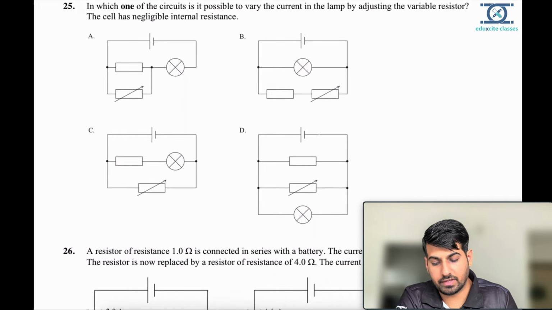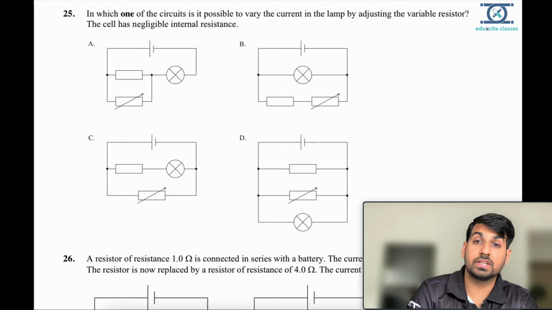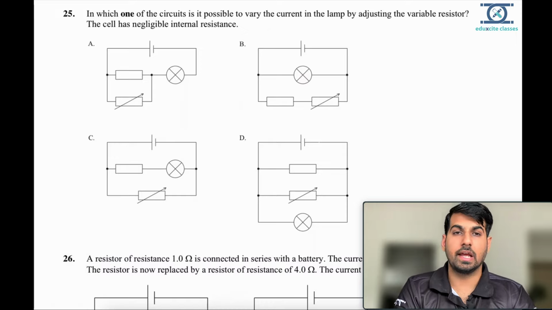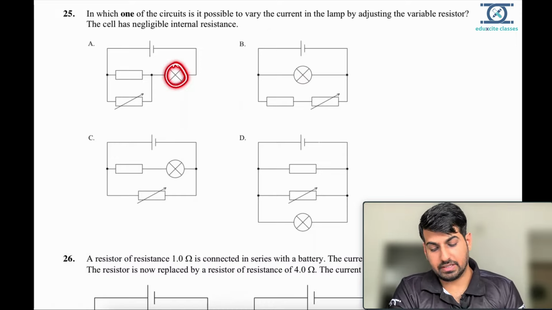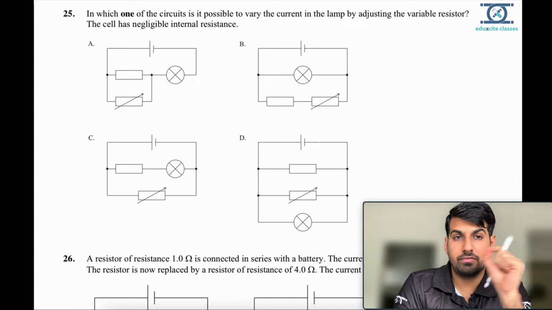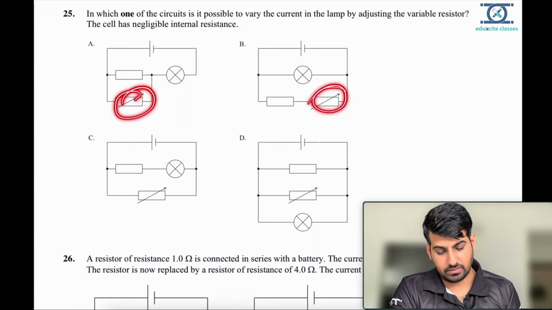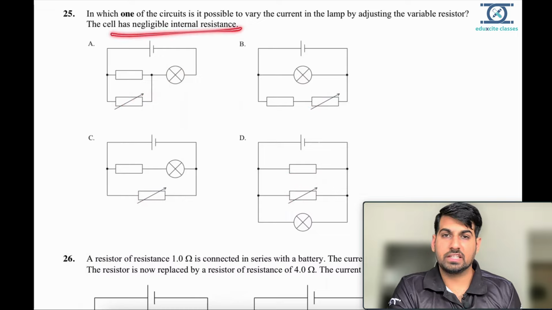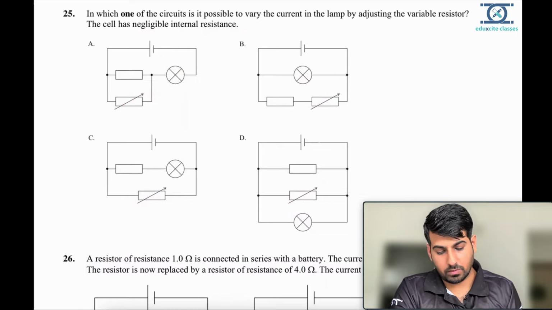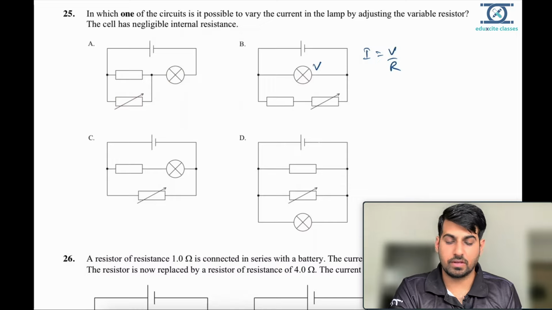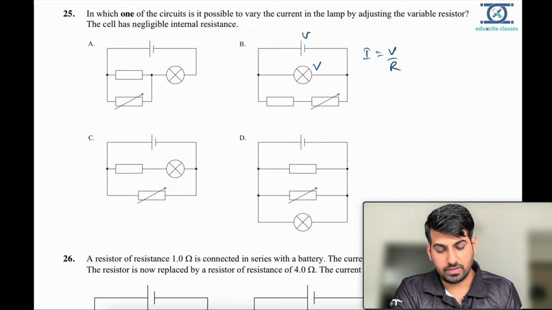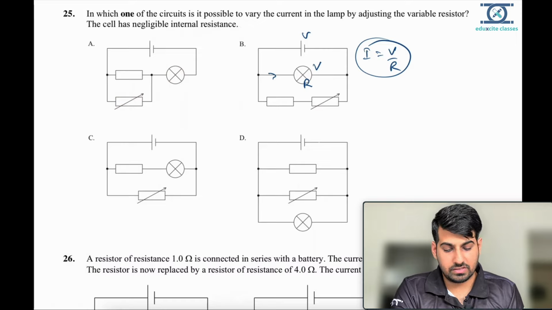Now question number 25, this is a good question. In which one of the circuits is it possible to vary the current in the lamp? I want the current in the lamp to be varied by adjusting the variable resistor. This is my variable resistor. The cell has negligible internal resistance. Now if you look at option B, these are connected in parallel. For current the equation is V by R. If this is also V and the lamp has a resistance R, the current will be V by R. There is no other way to change it, there is no effect of changing.